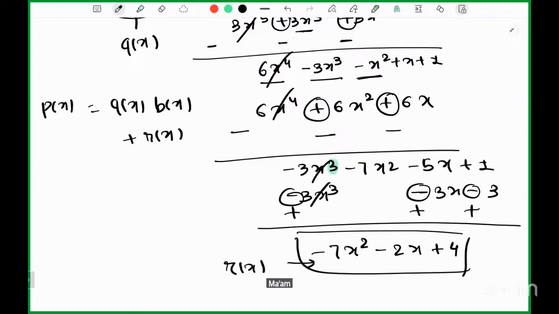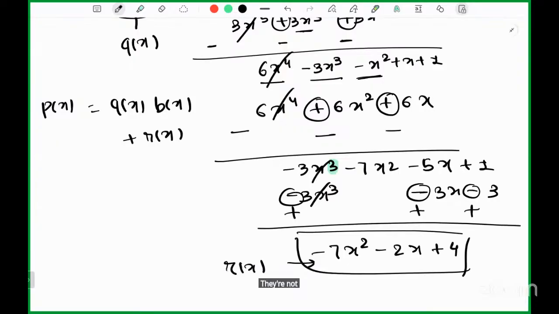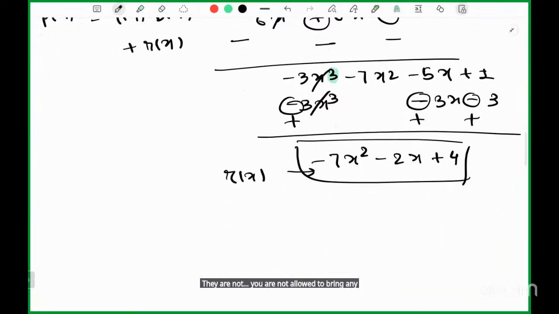Ma'am, are we allowed to take calculators to the qualifier exam? No, they will give you a built-in calculator. There will be one TCS built-in calculator on your desktop, so you can use that calculator. You are not allowed to bring any electronic device inside the center.